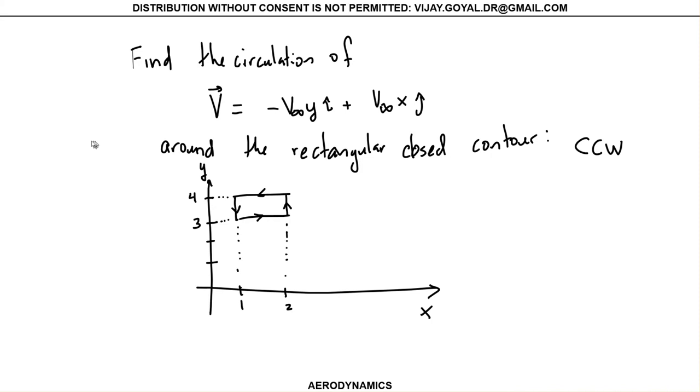So this is example number 3 on circulation. In this particular example, we want to find the circulation of a velocity field around a closed rectangle shape. And I want to go around this contour, obviously counterclockwise. If I get a negative, it's going clockwise. If it's positive, it goes counterclockwise.